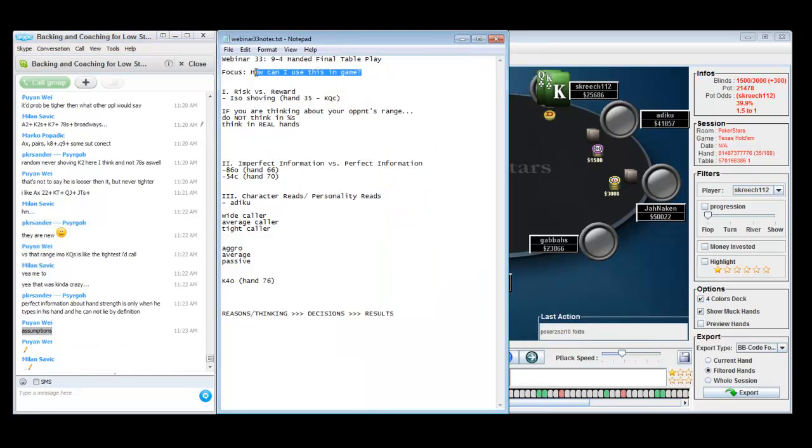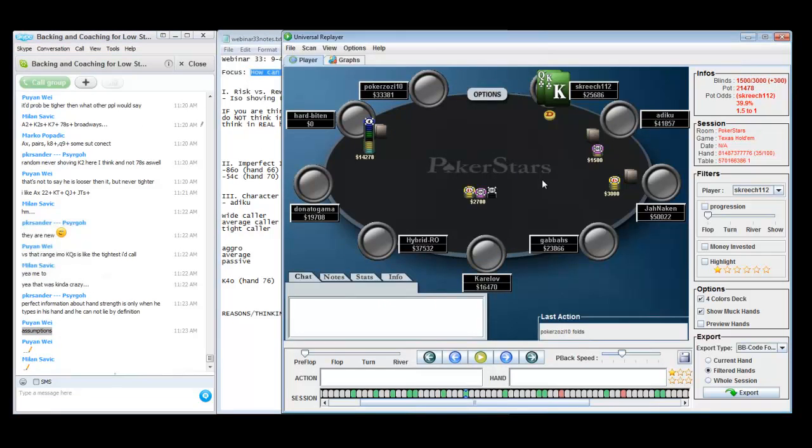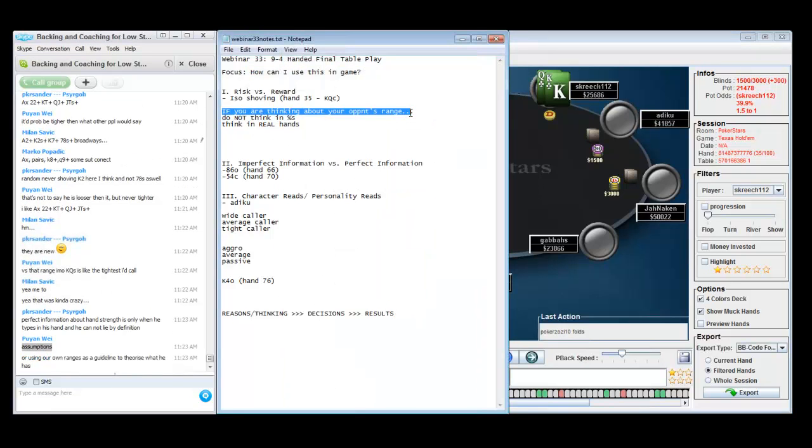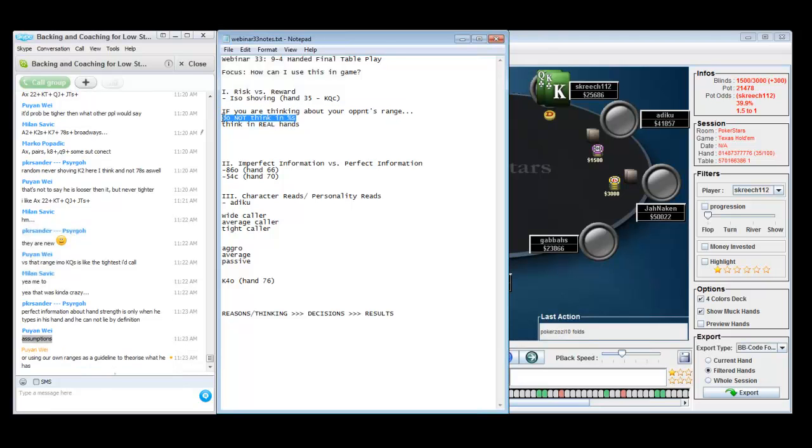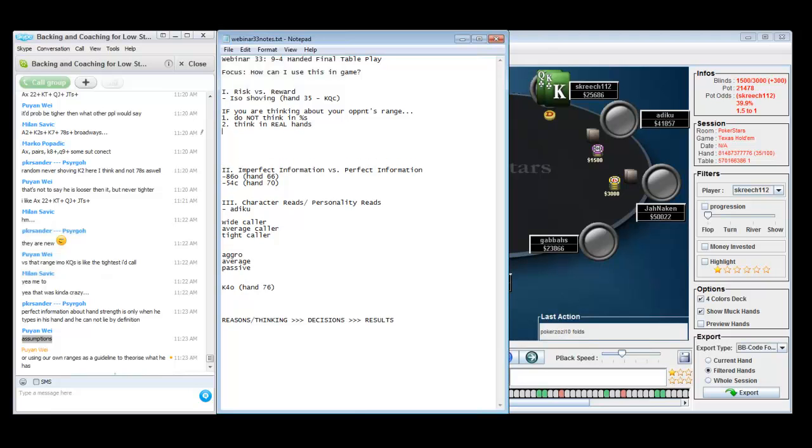So how can we use this in game? Forget about his shoving range. If you are thinking about your opponent's range, step one was don't think in percentages, okay? Step two was think in real hands. You've done that now. But step three is ignore all that, okay?